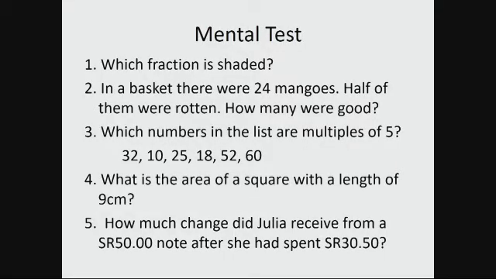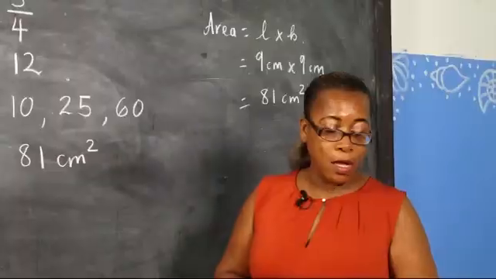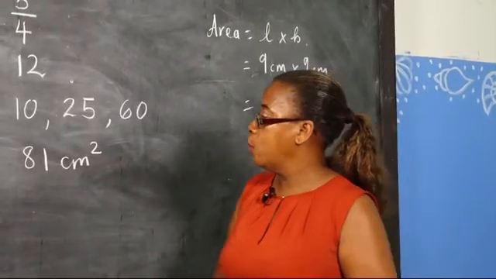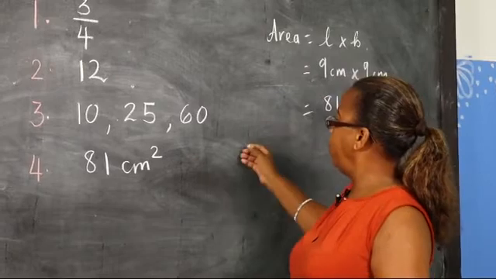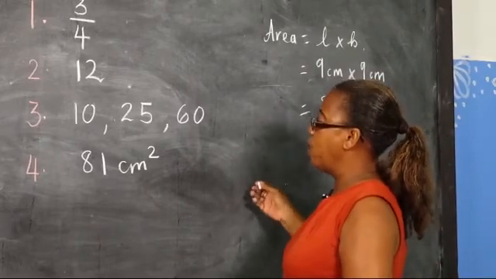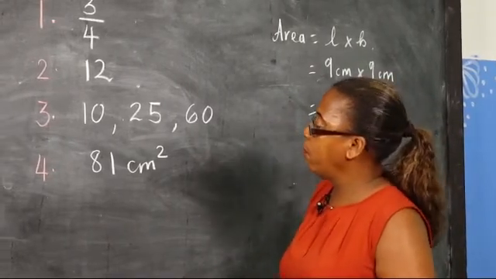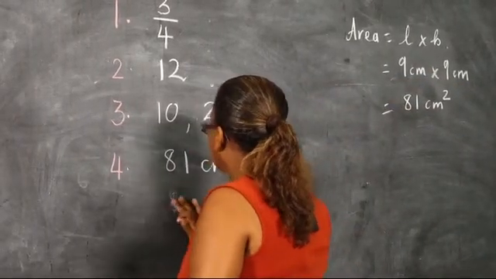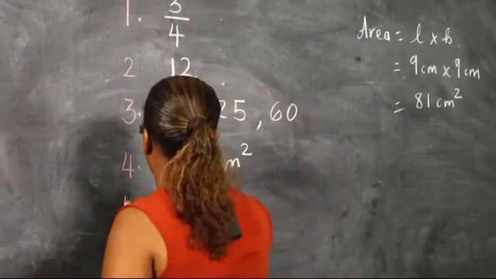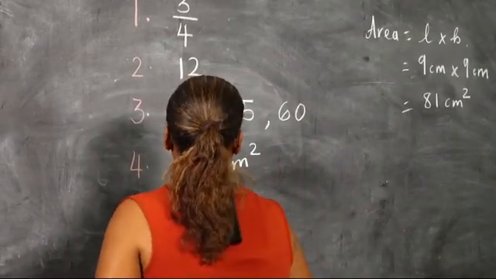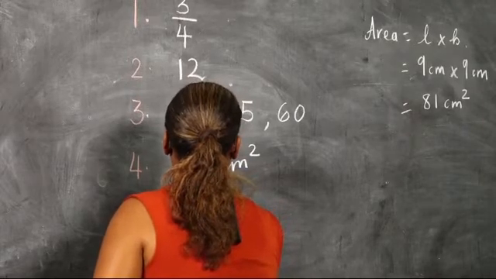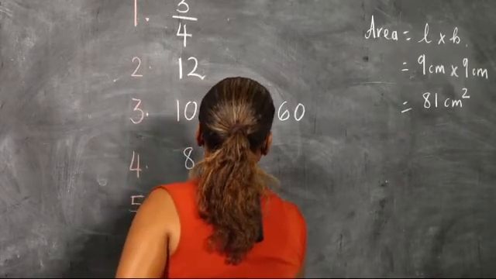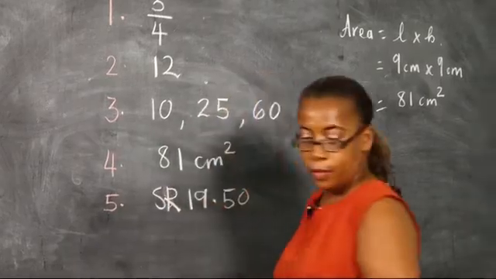Number 5. How much change did Julia receive from a 50 rupees note after she had spent 30 rupees 50? So, a quick calculation, 50 minus 30 equals 20, then subtract 50 cents from it. So, you are left with 19 rupees 50. That's it.